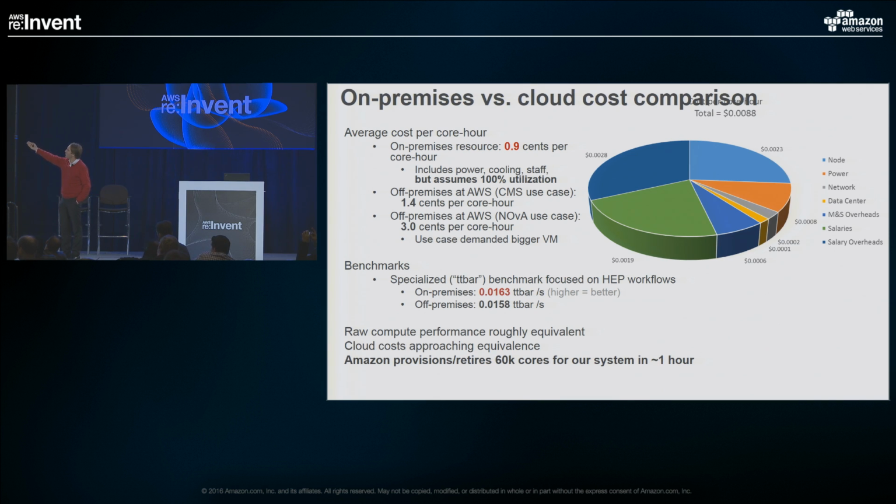So if we compare this cost with what we got on Amazon, which was 1.4 cents per core hour, and in the case of Nova, which had a larger memory footprint, so they had higher virtual machine requirements, it was 3 cents. But if we compare the 1 cent and consider that the utilization may be 90%, that is very, very close to the 1.4 cents that we could actually achieve. The benchmark showed that, in fact, the performance is essentially the same. So our ability to provision 60,000 cores in maybe 1 hour at a cost that is essentially the same is really key for us to start bursting on resources such as the cloud and fulfill the needs of our community.